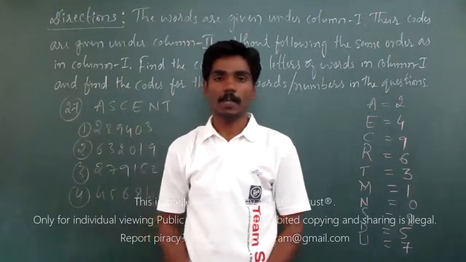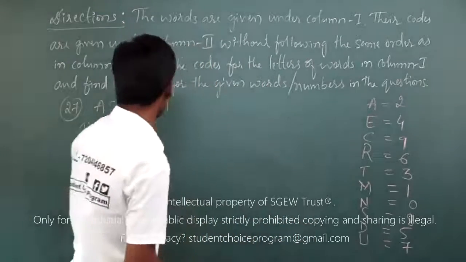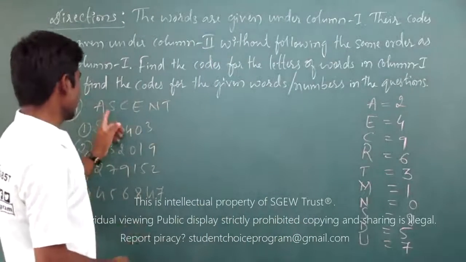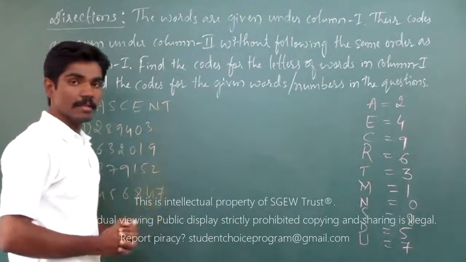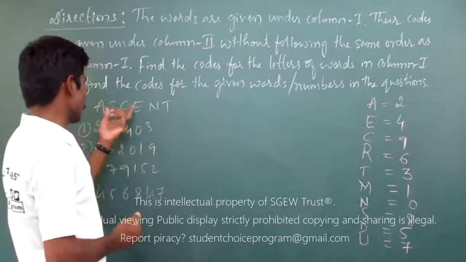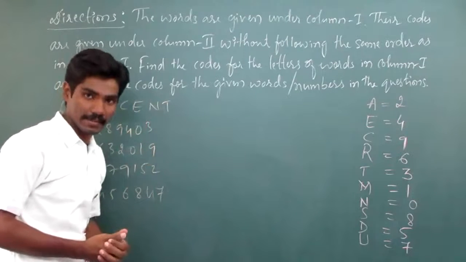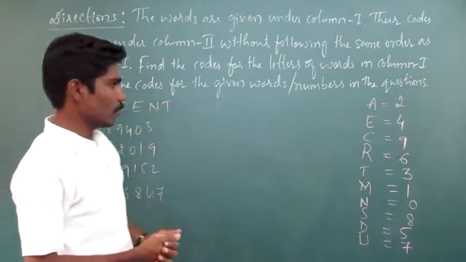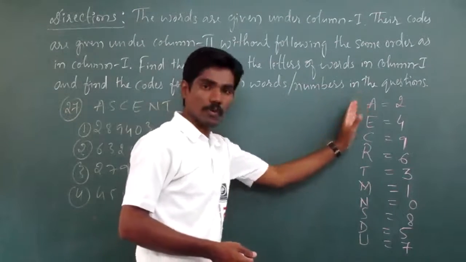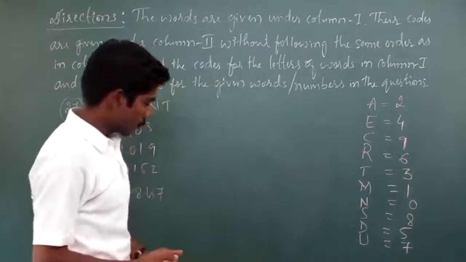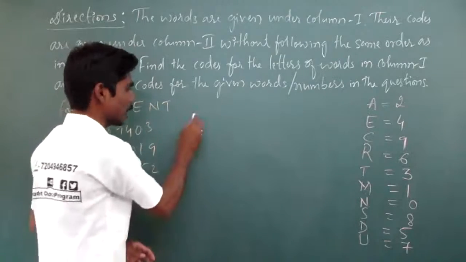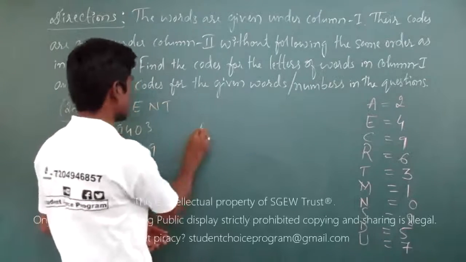Well friends, here is problem number 27. The question is ASCENT. That means we have to find the codes for these letters. Already we have found the codes for the letters. The only thing is to consider the question and write the codes.